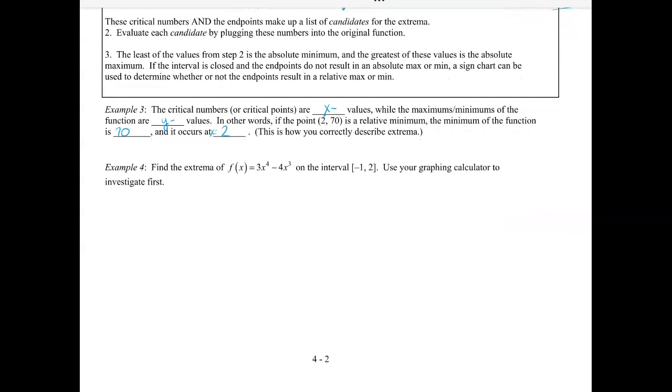Alright, so problem 4, we just need to find the extrema of f of x is equal to 3x to the 4th minus 4x cubed on the interval of -1 to 2. It says to use our graphing calculator to investigate first. Alright, so it says extrema, so that means that we probably need the derivative. So f prime of x is equal to 12x cubed minus 12x squared. Alright, extrema happen where the derivative is either 0 or undefined. So the easiest one probably to find is where f prime of x is equal to 0.